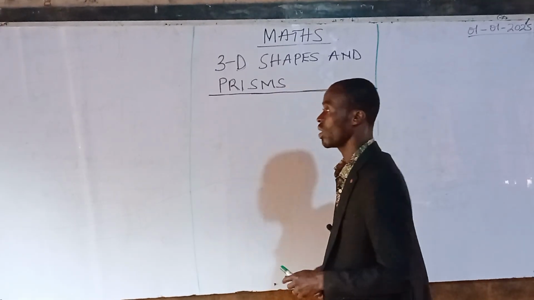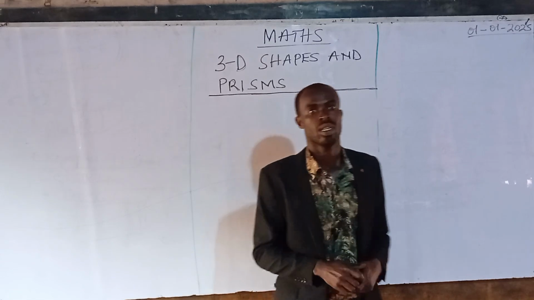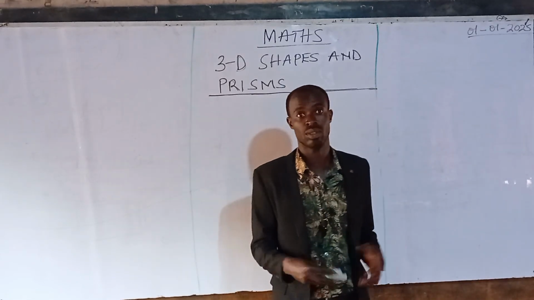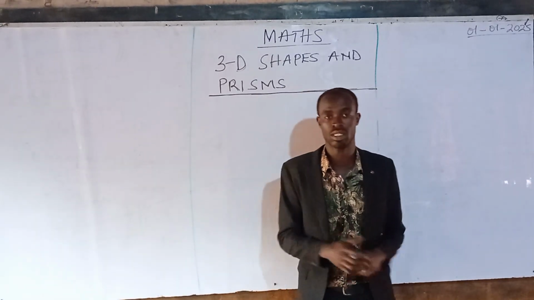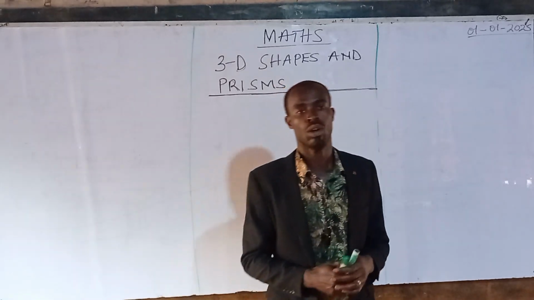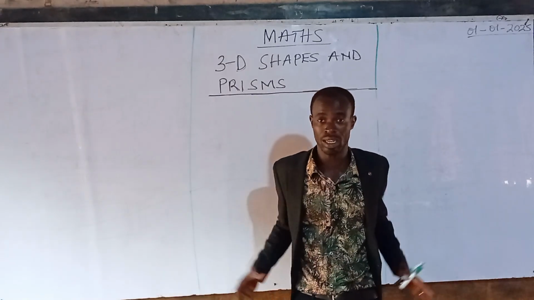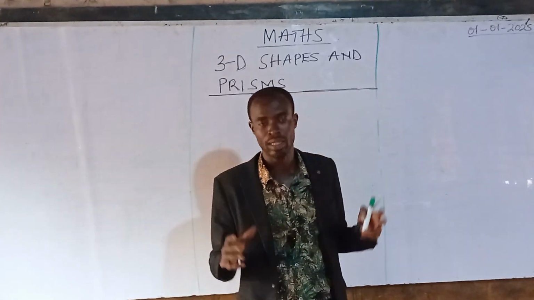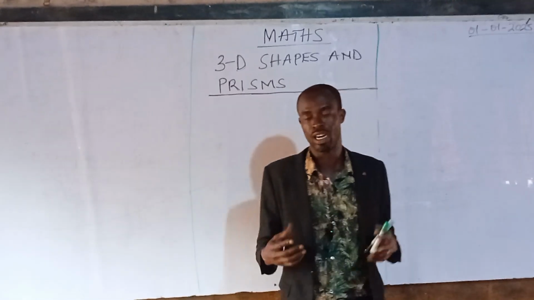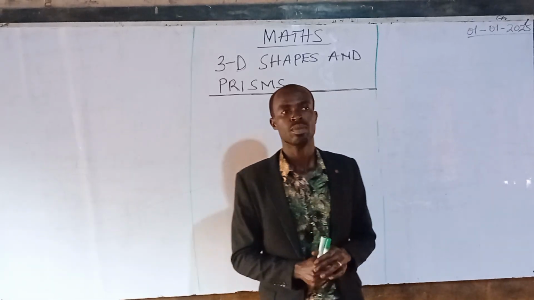All right. Our lesson for today is 3D shapes and prisms. The objectives for this lesson are that by the end of the lesson, you should be able to define 3D shapes, identify some 3D shapes that we can find around us, know how to draw them, and give examples of them.